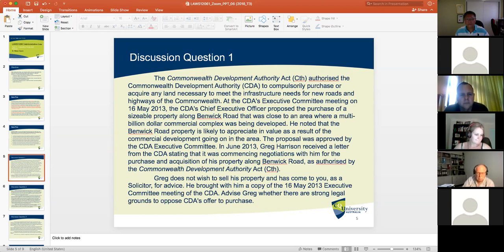The proposal was approved by the CDA Executive Committee. In June 2013, Greg Harrison received a letter from the CDA stating that it was commencing negotiations with him for the purchase and acquisition of his property along Benwick Road, as authorised by the Commonwealth Development Authority Act. Greg does not wish to sell his property and has come to you as a solicitor for advice.